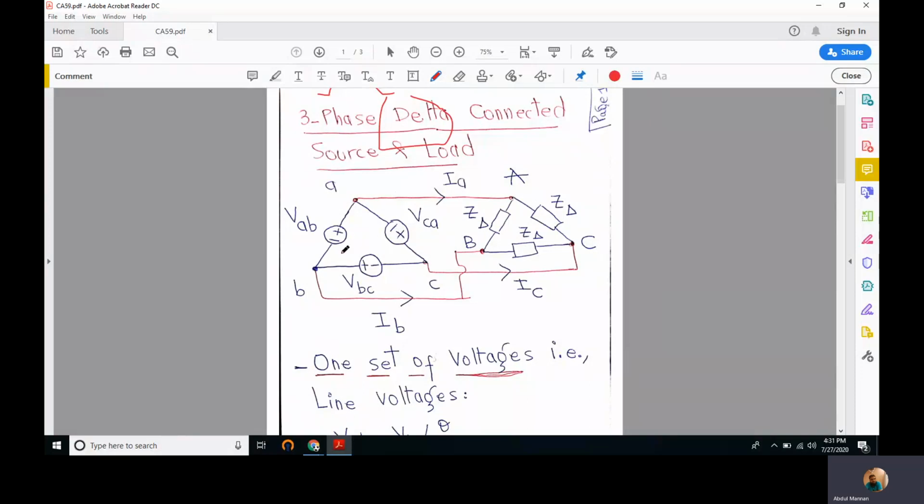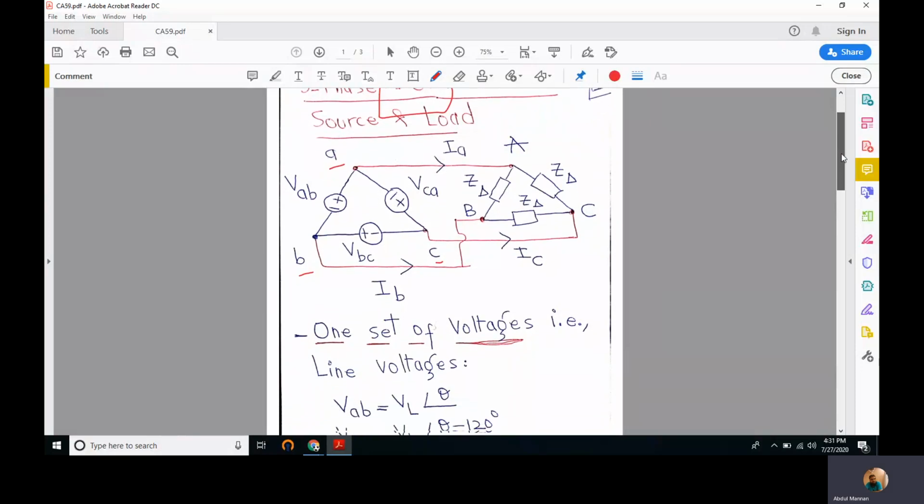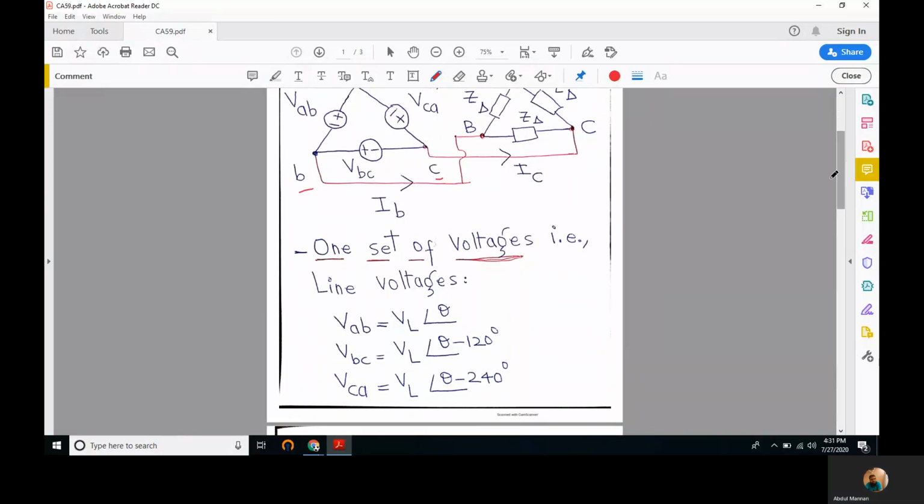We have these sources A, B, and C, and three terminals, small a, small b, and small c, corresponding to the source side. This means we have three voltages, VAB, VBC, and VCA. But unlike the Y-connected system, we don't have any phase voltages. So we have only one set of voltages in the case of a delta-connected system. They are VL. They are actually line voltages.